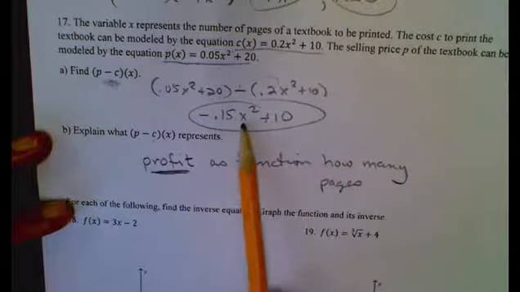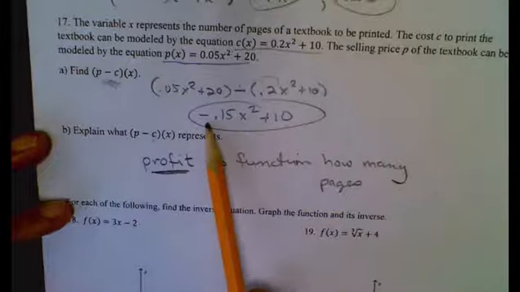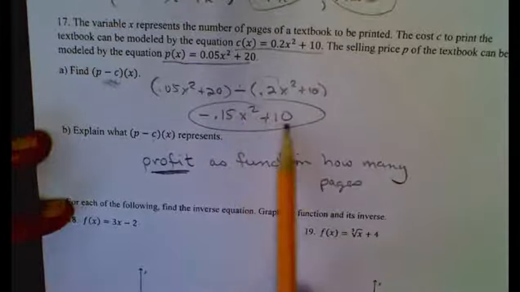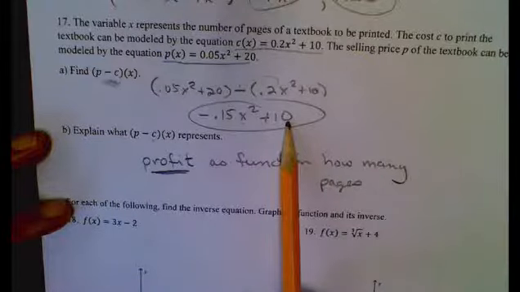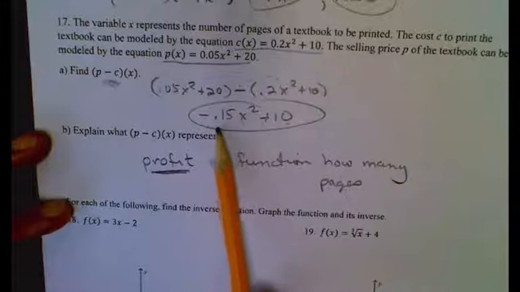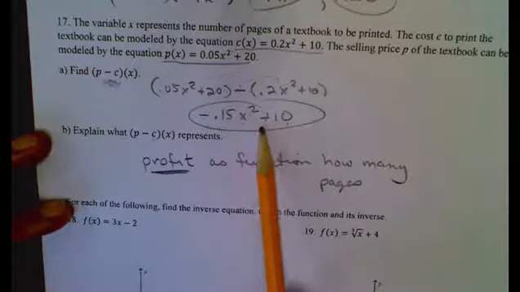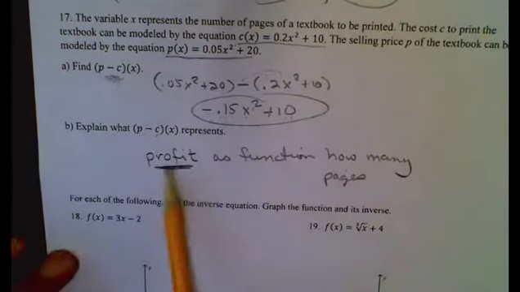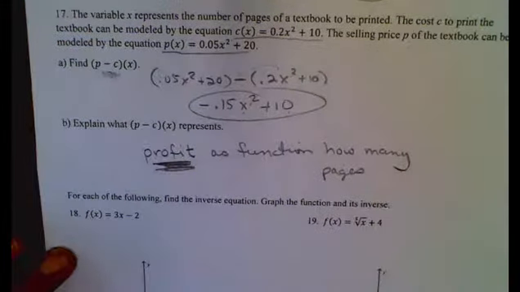But what that means is, if I told you there's 100 pages, to find the profit, you take negative 0.15 times 100 squared plus 10. That would tell you your profit. If I knew there were 300 pages, I'd take negative 0.15 times 300 squared plus 10. That would tell me the profit. Okay, so that's really the basic part, is that you know it's the profit.